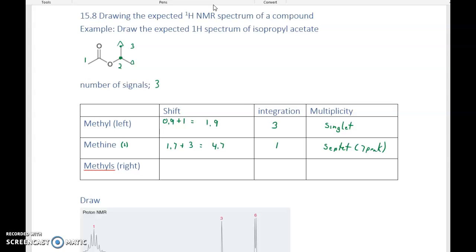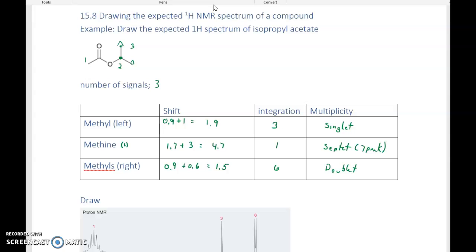The methyls to the right, the ones I drew triangles on, they're methyl, so they'll start as a 0.9. They are 1 away from an ester, and so that gives them a +0.6. So we'll expect to see them at 1.5. There are 6 of them, so the integration will be 6, and they have 1 neighbor, which makes them a doublet.